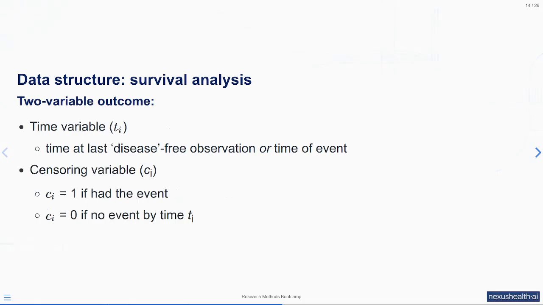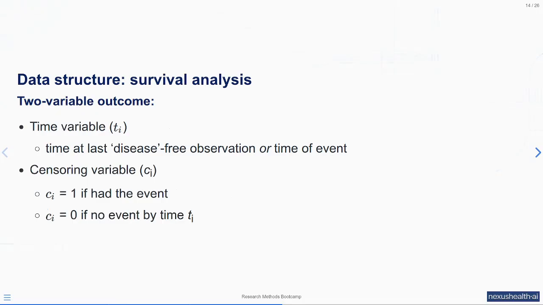And then the data structure. Unlike previously, where we've been looking at data that has just one outcome variable, in survival analysis there is a two-variable outcome structure. And what is this two-variable outcome that we're looking at? We're looking at the time variable. So time at the last disease-free observation or time of event. So that's what the time variable is.